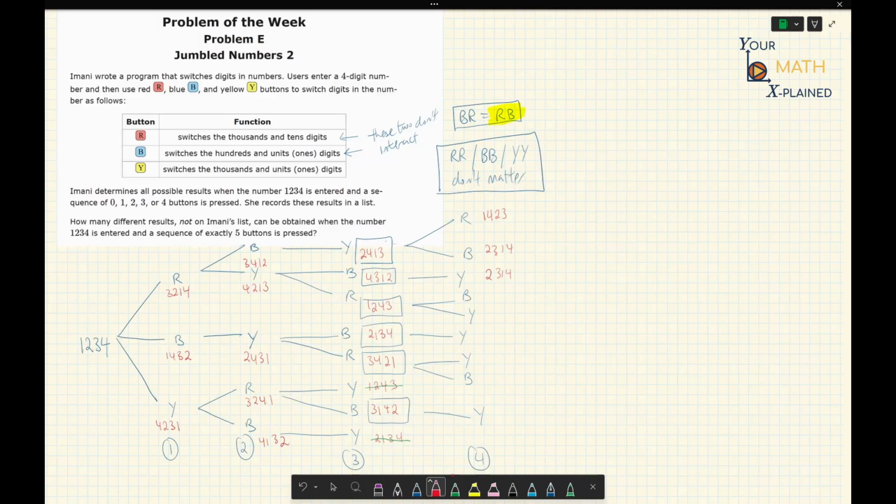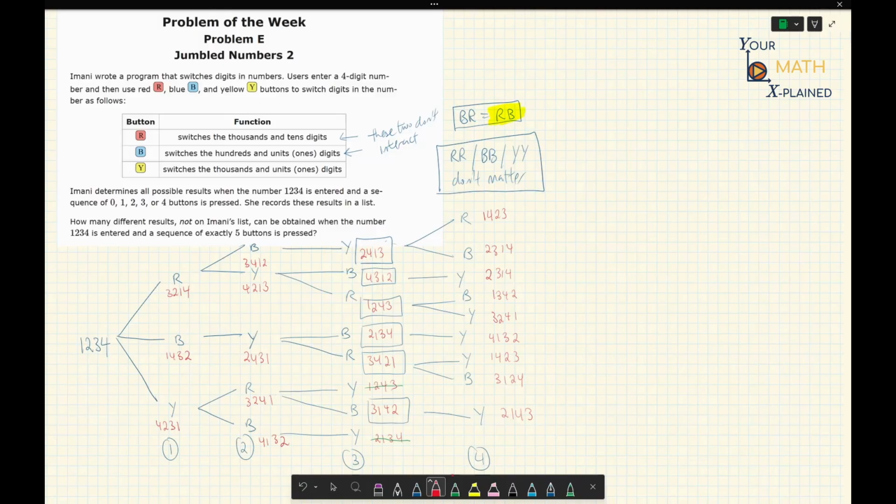We've got our blue, that's 1, 3, 4, 2, and then 3, 2, 4, 1, and then 4, 1, 3, 2, and then 1, 4, 2, 3, 3, 1, 2, 4, and finally we have 2, 1, 4, 3. So these are the numbers for our fourth button press, and we see some duplicates.